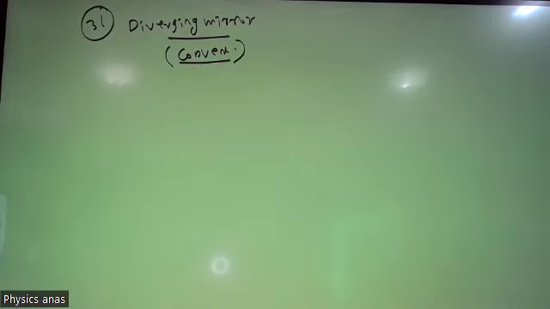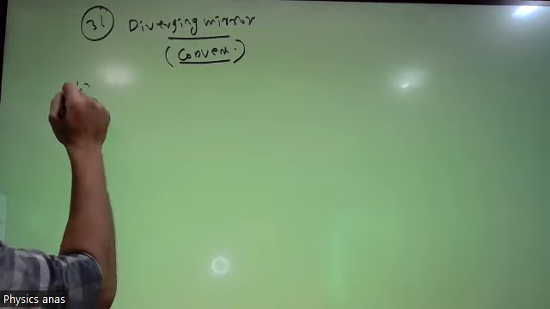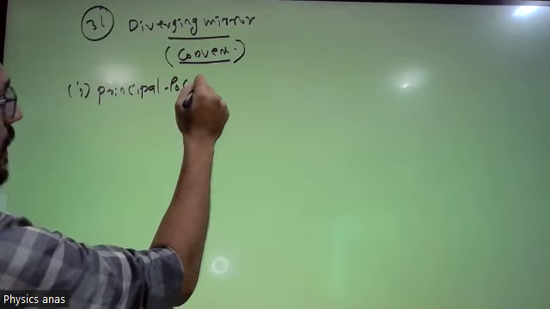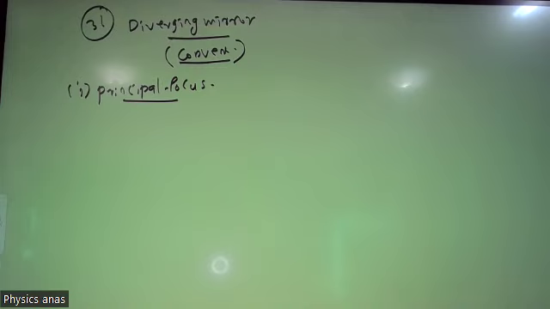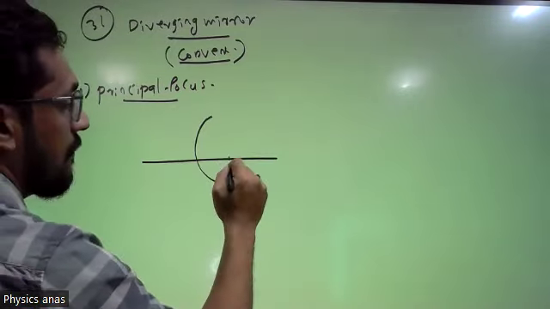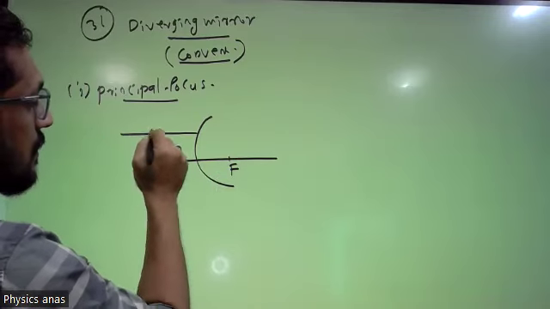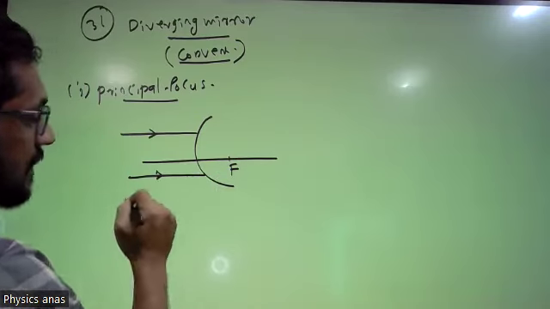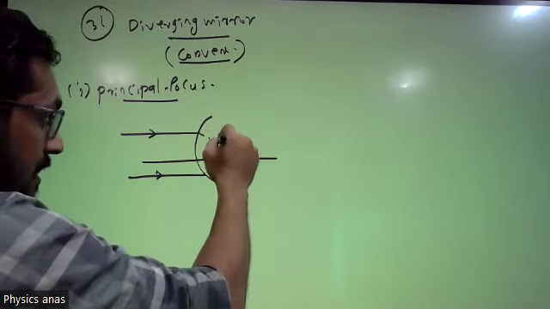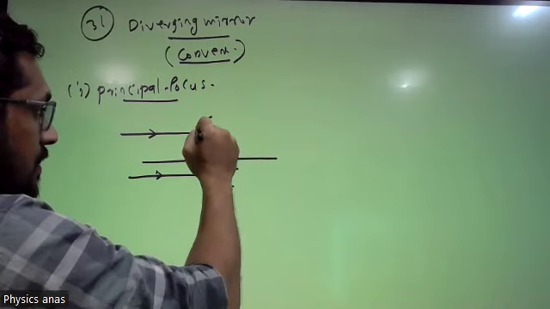It's convex. And you have to discuss its principal focus. You have an idea about the principal focus of a convex mirror. What is the principal focus of a convex mirror? This is the convex mirror, and you will have a point on the principal axis where the incident ray that is parallel to the principal axis gets reflected and appears to diverge from that point.